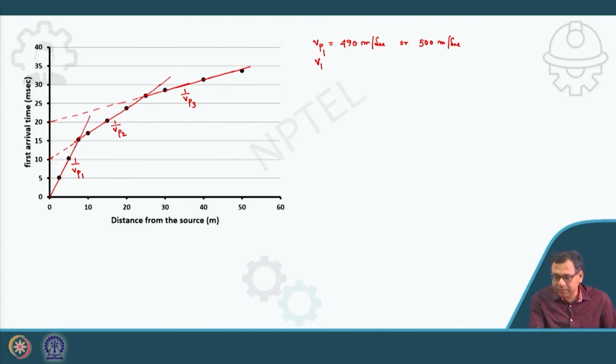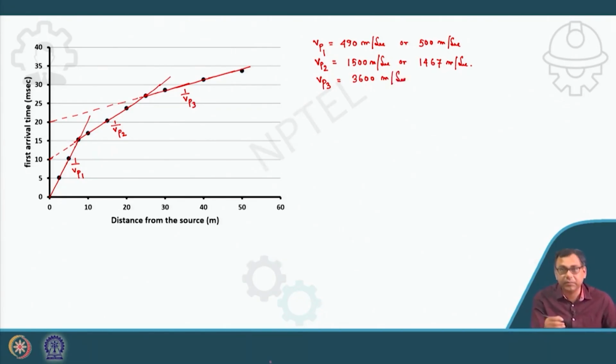Similarly, VP2 I will get from the slope of the second straight portion of the curve, and that is giving me 1500 meter per second, or if you draw it in a different way, it will give me 1467 meter per second. And VP3 is giving me 3600 meter per second, the velocity of the wave in the third layer.